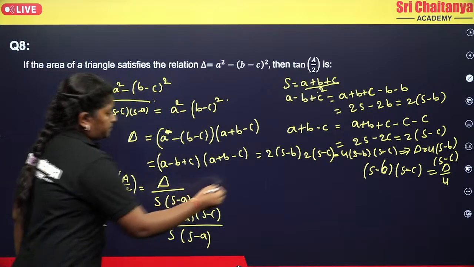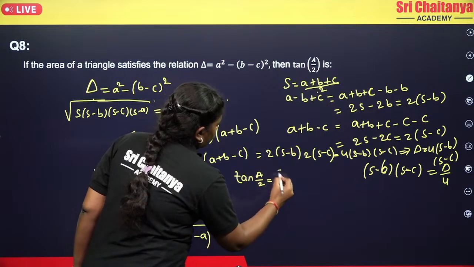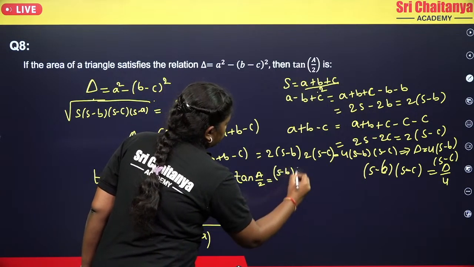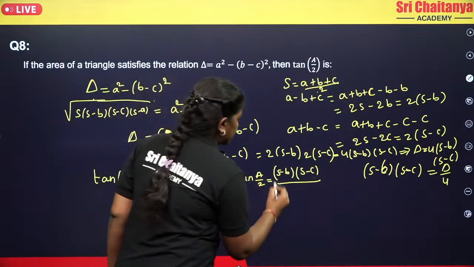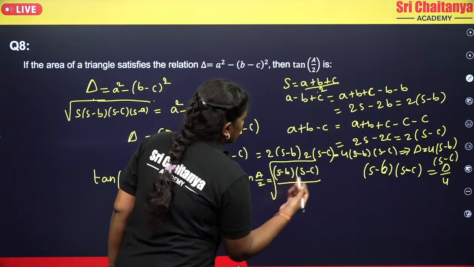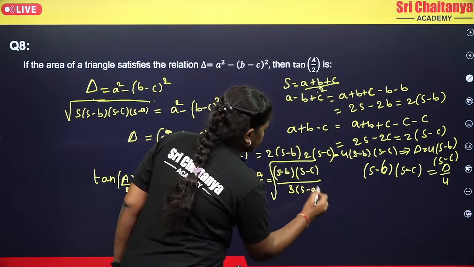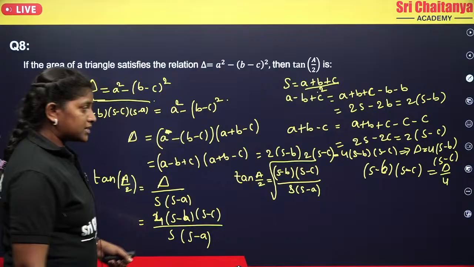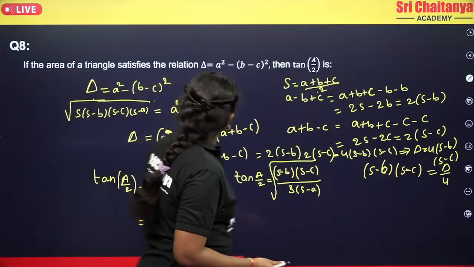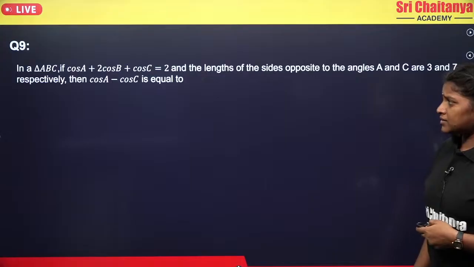So like, so you will get root of, okay. So you will get the root of s minus b into s minus a. So from there, after adding our s into s minus a, we will get the required values. Understood? Yes. Now moving to the next.